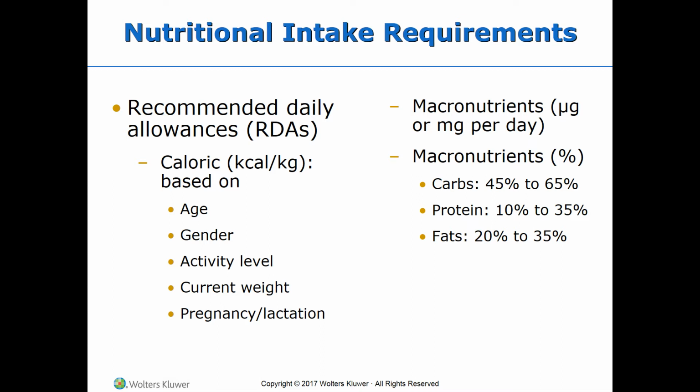in percentage. So out of our carbohydrates, we're supposed to have an intake of between 45 to 65% of all the nutrients. And for the macronutrients, of course, the proteins will be between 10 to 35%, and for fats between 20 to 35%.